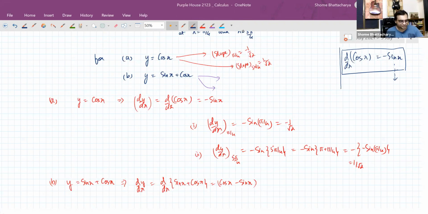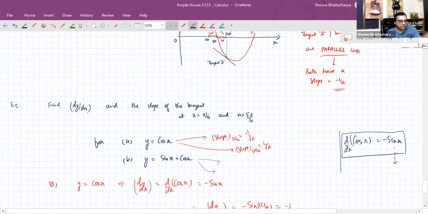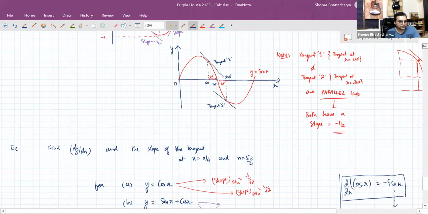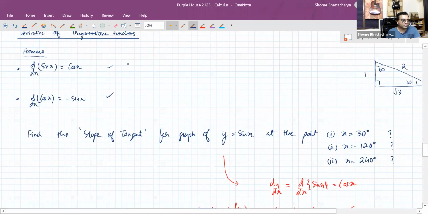Sorry people, there was some issue with the mic at my end. So to answer your questions, differentiation of cos x is minus sin x. That is a part of the formula that we have learned earlier. These two formulae we have to always remember: differentiation of sine is cos and differentiation of cos is minus sine. Just like we know the formula that differentiation of x to the power n is n x to the power n minus 1, we use it as a direct formula. Like that we have to use these two as formulae.